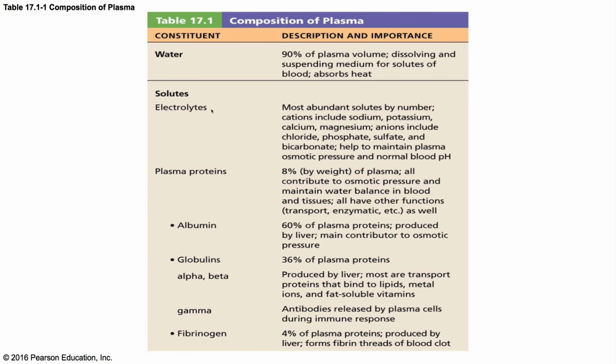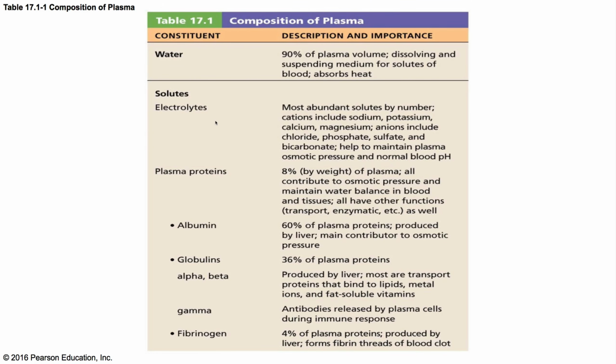And here's a good study table that goes over the composition of plasma. So as you can see here, plasma is made up of water and solutes. Water accounts for about 90% of the plasma's volume, and it acts as a dissolving and a suspending medium for the solutes of blood, in addition to absorbing heat. As for the solutes, we find electrolytes and plasma proteins.